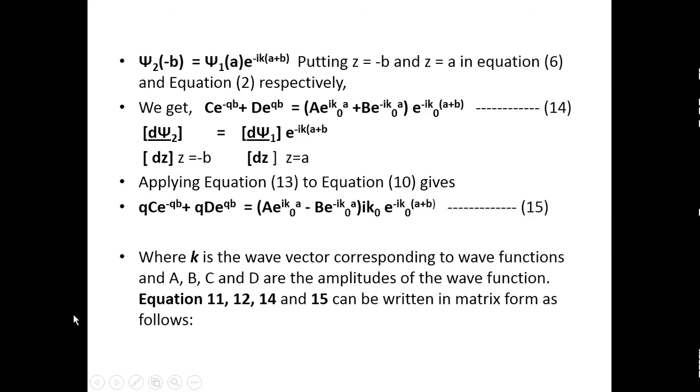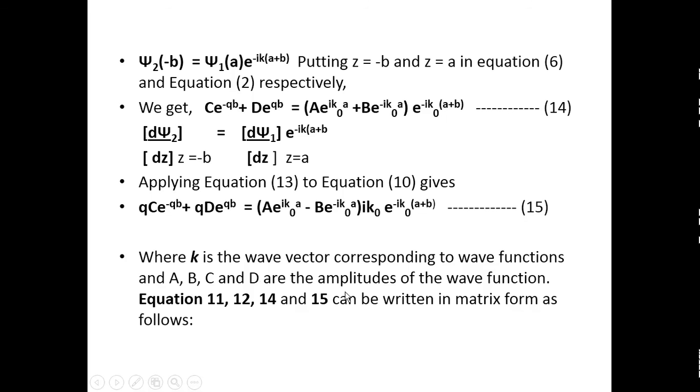Here k is the wave vector corresponding to the wave function. Actually, here we are using the k vector to represent the wave equation, and A, B, C and D are the amplitudes of the wave function.